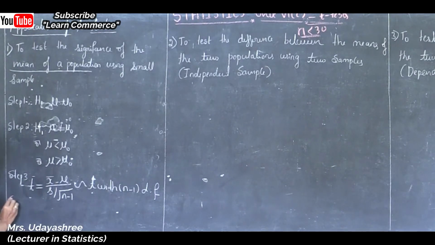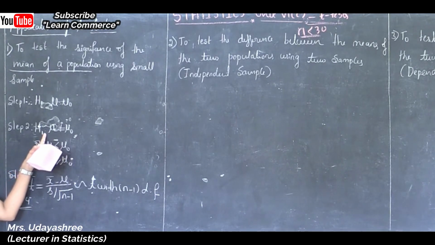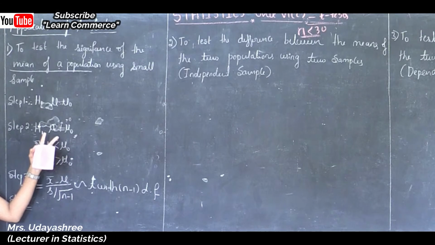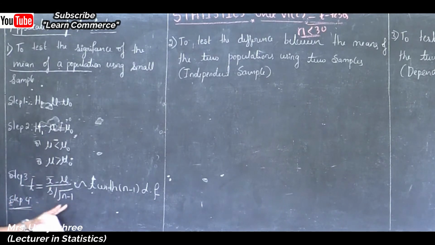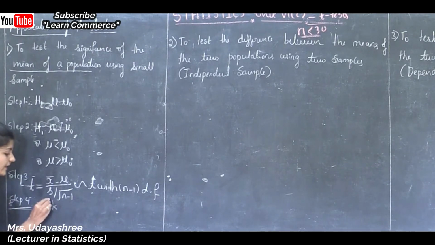And what is step 4? Step 4: depending on H1, the alternative hypothesis, and alpha, the level of significance, we can find the critical value, denoted by small letter k.